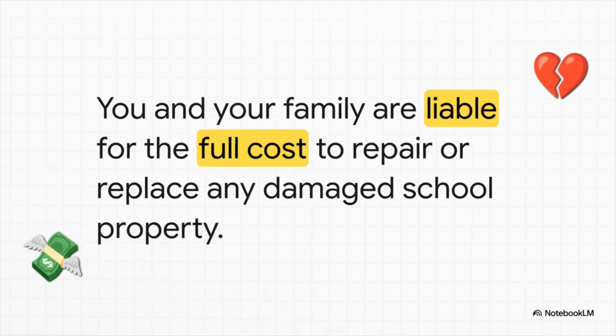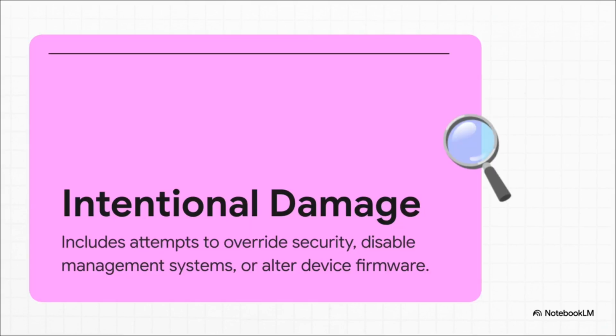And the school's rules don't just cover the digital world, they cover the physical tech too. If you damage a school laptop or tablet, the policy says your family is on the hook for the full cost to get it repaired or replaced. You also need to know how the policy defines damage. It's not just about accidentally dropping a device. If you try to jailbreak it or you try to disable the security software, well, the school doesn't see that as just messing around. They see it as intentional damage, and you'll be held responsible for it.